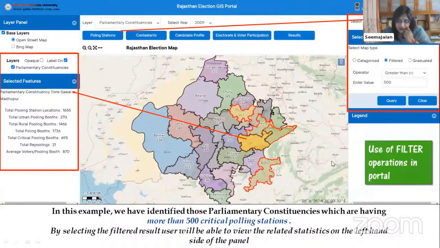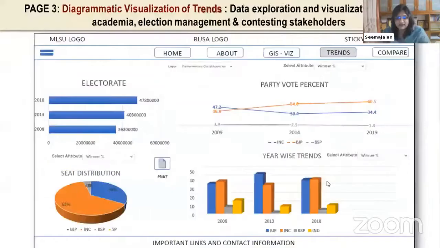Here, as we have shown, a small query has been run. If the election department wants to know which are the constituencies where more critical polling booths are there, then they can run a query. And these are very, very simple. Any person with a minimum level of technical knowledge can perform all these queries and get the results.